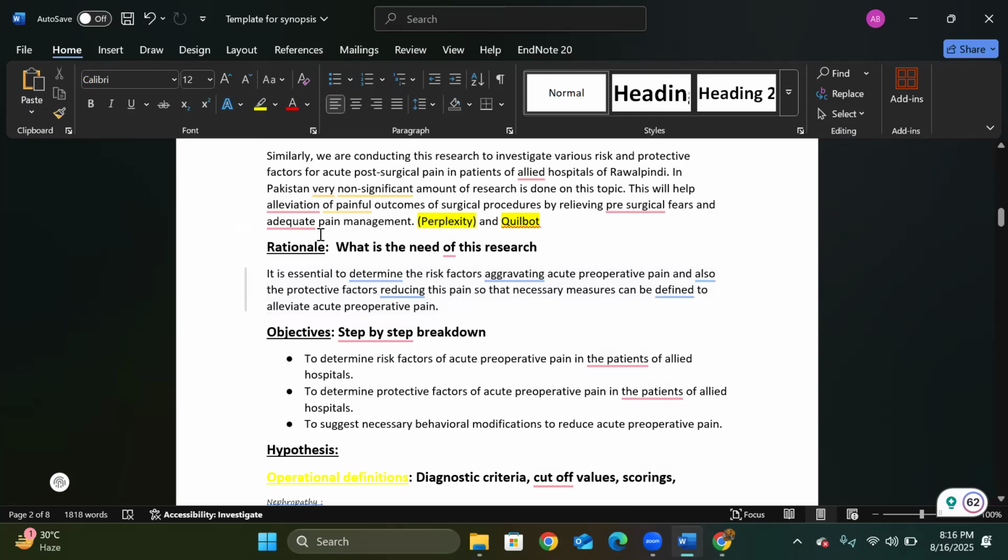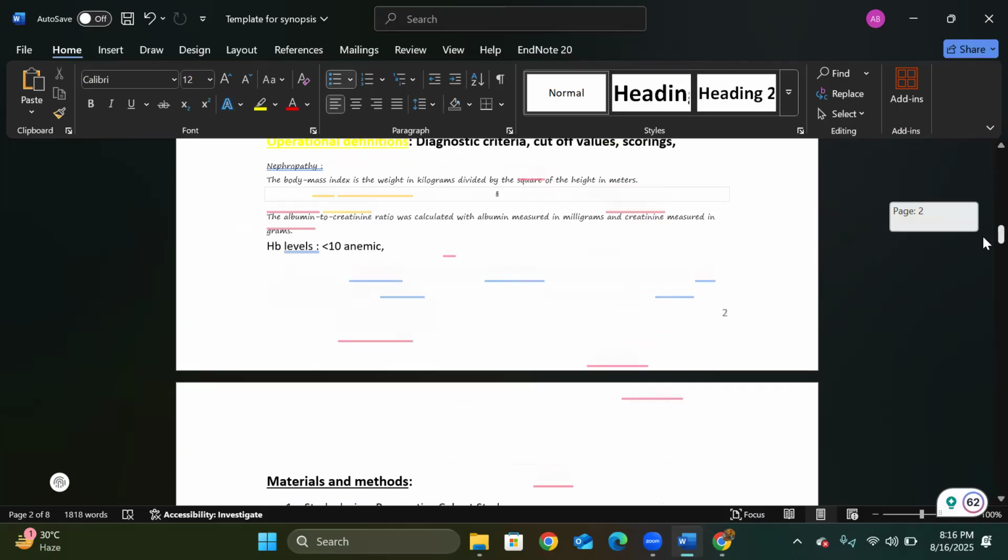And what is an objective? I'm discussing these two because many interviewers confuse people by asking what the difference between rationale and objective is, so I thought of discussing this. The objective is a step-by-step breakdown of how you will conduct your research. I will say, I will determine this, and then establish the relation between this and this. The objectives are like that. It's a step-by-step breakdown. Okay.